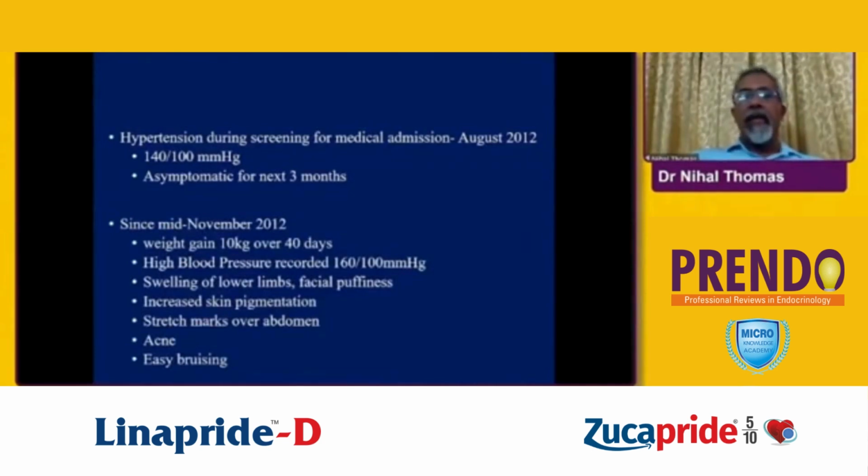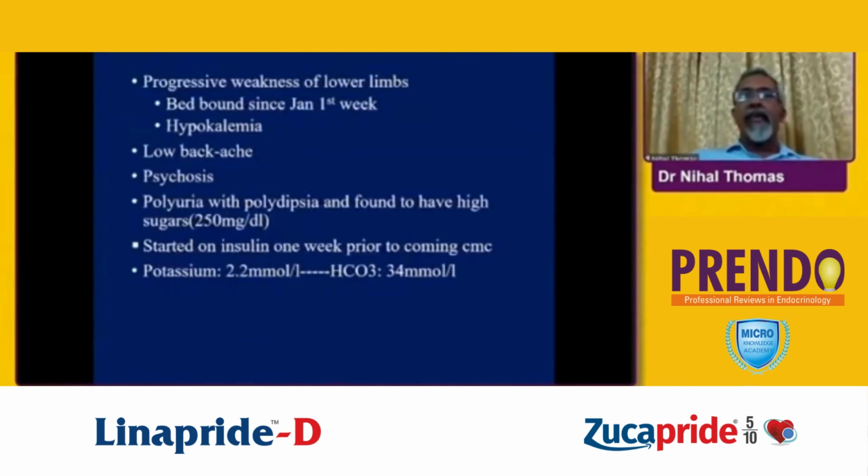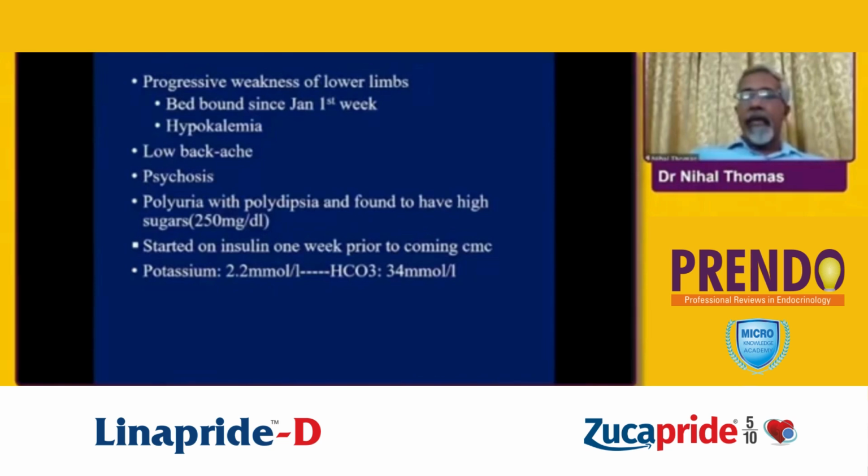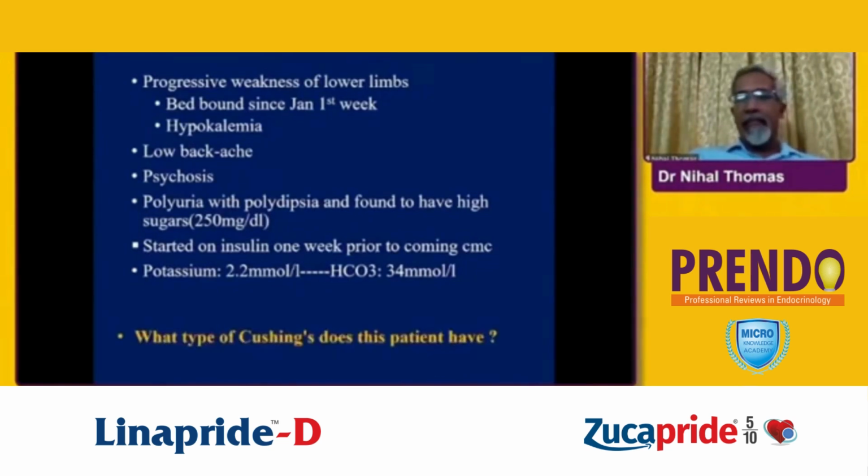Subsequently, he had weight gain for over 40 days, high blood pressure recorded at 160 by 100, swelling of the lower limbs, facial puffiness, and other features of Cushing syndrome in addition. There was progressive weakness of the lower limbs, he was bedbound since the initial part of the year, with severe hypokalemia, lower backache, and psychosis. There was polyuria and polydipsia, he was found to have high sugars, and he was started on insulin 1 week prior to coming to us. Initially, his potassium was extremely low, and he had severe hypokalemic alkalosis.